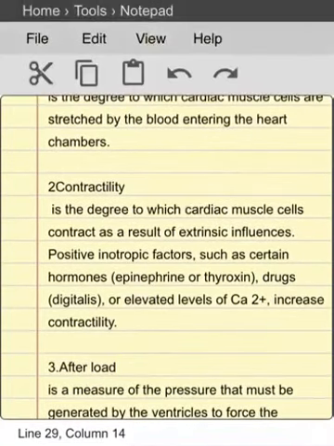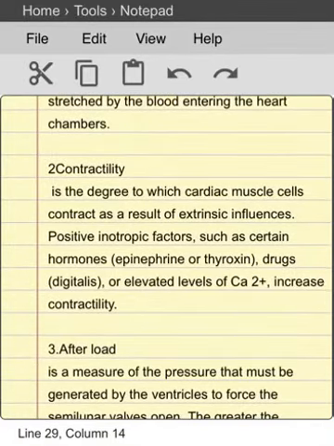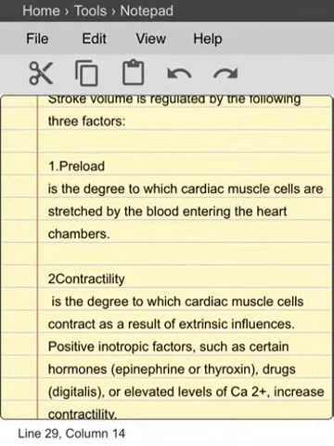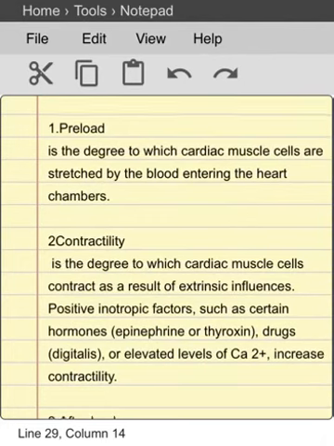If you are getting confused with preload, contractility, afterload, forget about it. The main thing in cardiac output is stroke volume and heart rate. Stroke volume is the amount of volume ejected by your ventricle per one contraction, but cardiac output is the amount of blood ejected per minute. So the formula for cardiac output is stroke volume times heart rate.